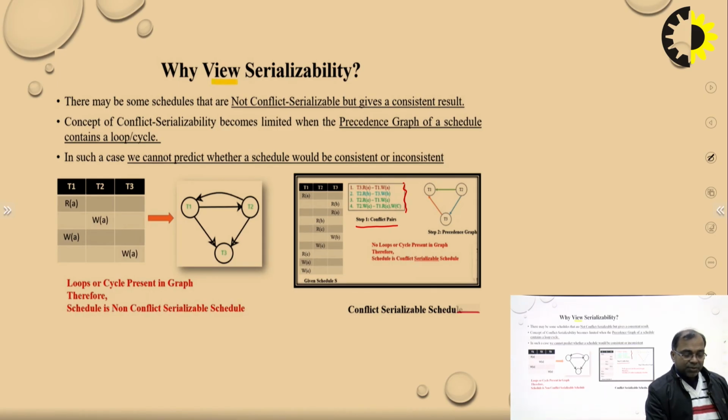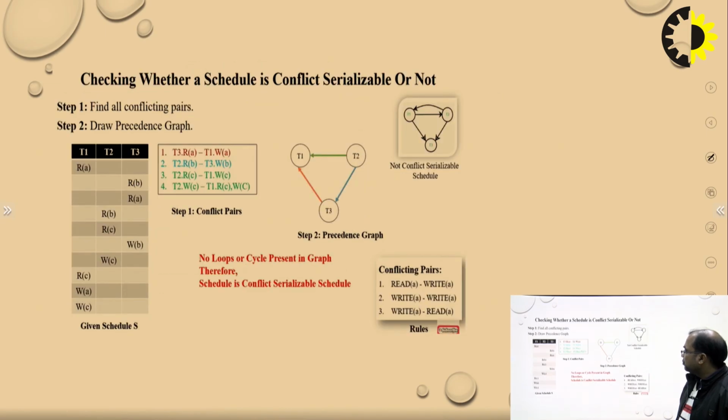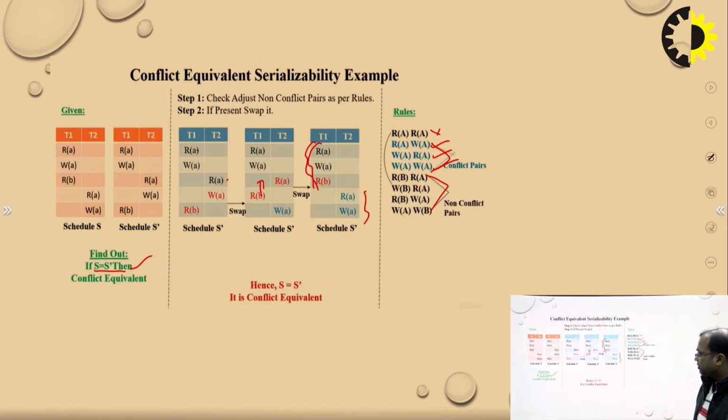So therefore the schedule is a serializable schedule. Clear? So this is all about conflict and view serializable. With the help of all three conditions of conflict pairs, we come to know the view serializable and conflict serializable.